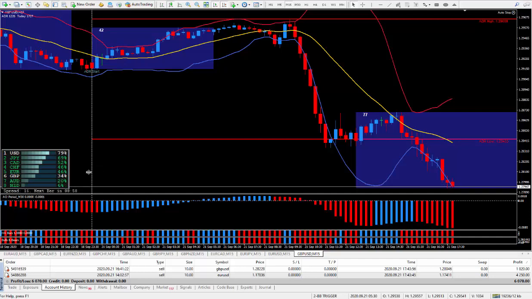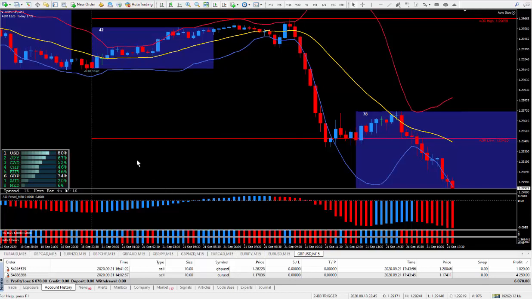My 2 trades were based on dollar, the USD strength. It's still at the top up here. And I ended up doing the pound dollar and the euro dollar. So because the USD is strong, that means we're buying the dollar, and because the dollar is on the right side of these 2 pairs, that means we're selling.